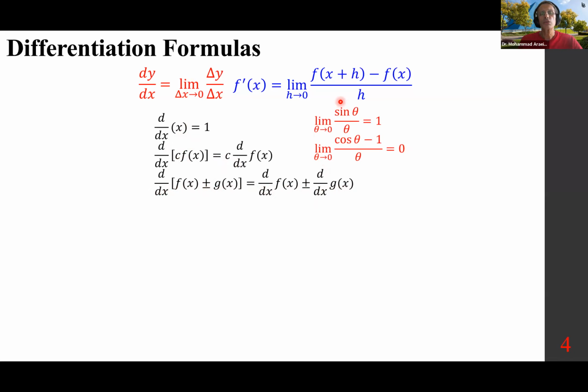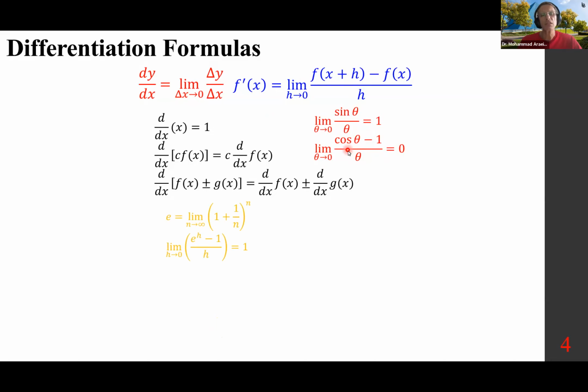We use these two for limits, and then we use those to prove some of the formulas involving trigonometric functions. So the limit of sine theta over theta as theta approaches 0 is 1, whereas the limit of cosine theta minus 1 over theta as theta approaches 0 is 0. By the way, in both cases, when you plug in, you end up with 0 over 0. So further investigation will give you those answers.